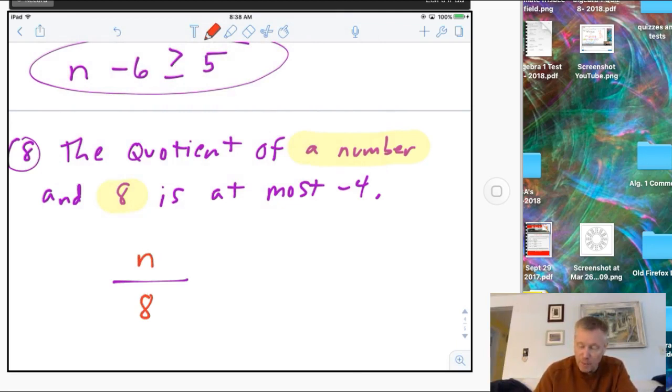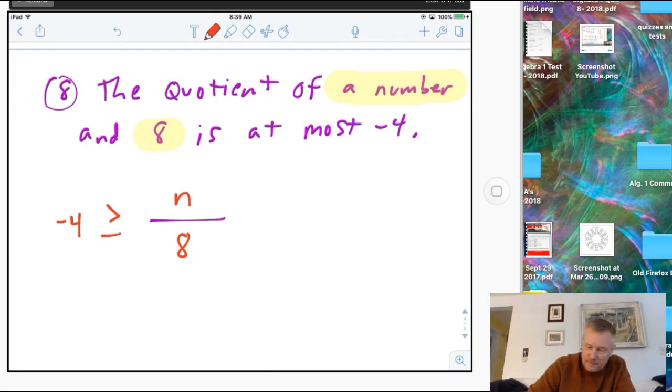And it says at most, which means it can't be greater than negative 4, so it's going to be less than, or equal to. At most would be or equal to. At most, negative 4. Yep, all right. And that's it. Number 9.